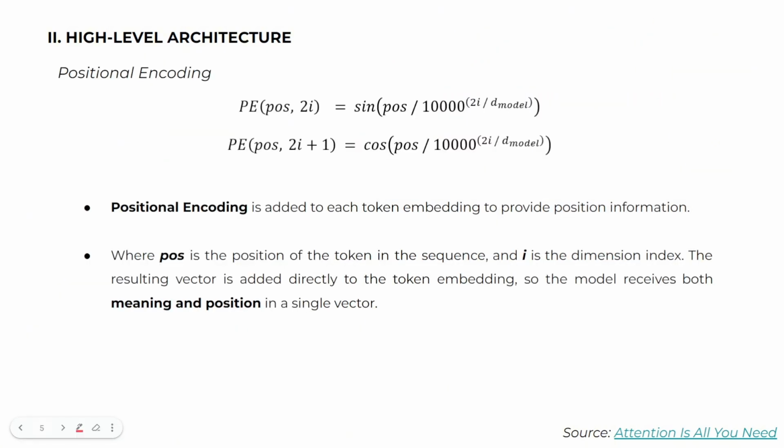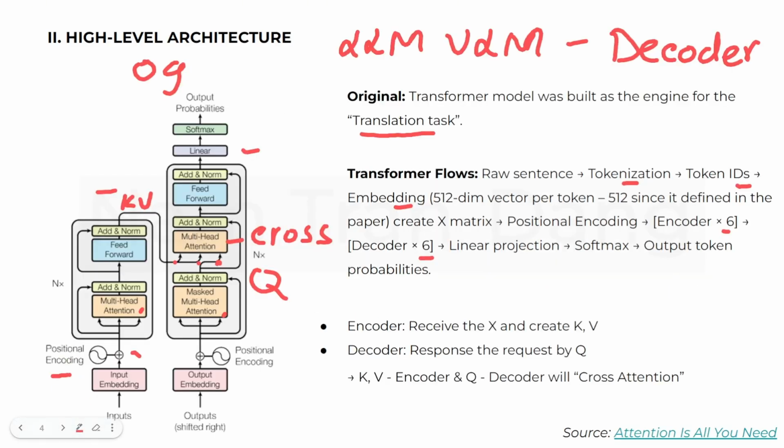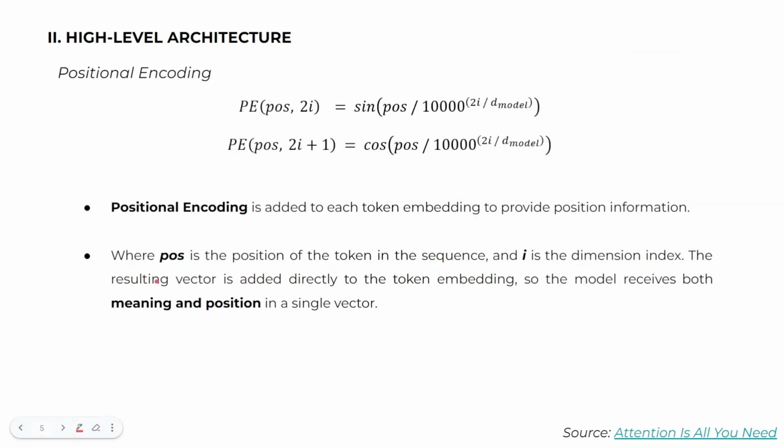Now we move to the positional encoding. But what is it? Now we're coming back to the architecture. It's located here after we embed the input. The positional encoding is added to each token embedding to provide position information. Where pos is the position of the token and i is the dimensional index. And the resulting vector is added directly to the token embedding. So the model will receive both the meaning and the position in a single vector.